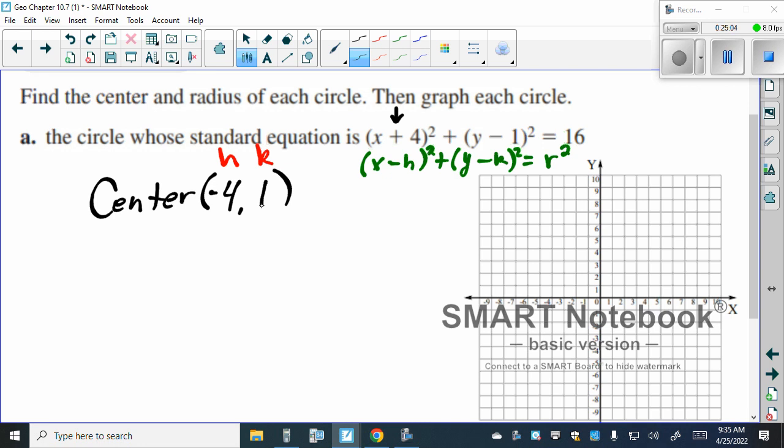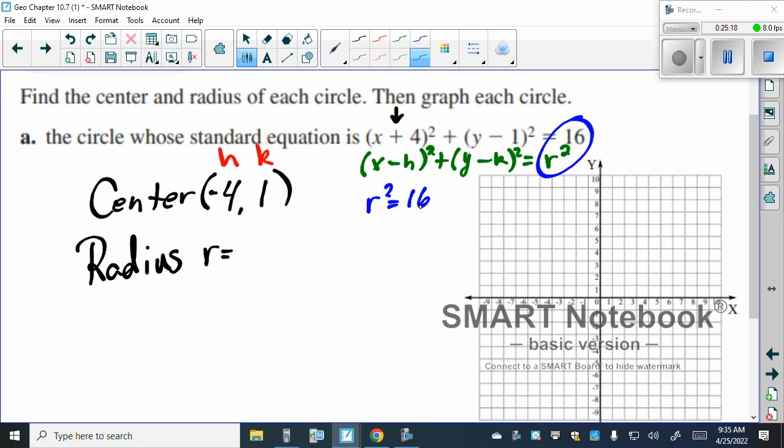Now we need to find the radius, because again, r squared is 16. So to get the radius by itself, we have to square root both sides. And the square root of 16 is plus or minus 4, positive or negative 4. But it has to be positive because radius is a distance. It's a length. So it has to be positive.